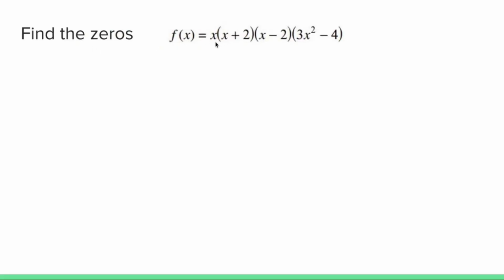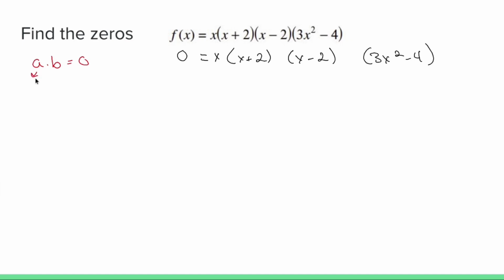Find the zeros of f of x equals x times parentheses x plus 2 times parentheses x minus 2 times parentheses 3x squared minus 4. This involves the zero product property. Whenever you're asked to find the zeros, you set f of x equal to 0. Let me give myself a little bit of space for all of this. Now, this is zero product property. It says if you have two or more things multiplied together and it's equal to 0, each thing equals 0, which means x equals 0. So I'm done with that one.